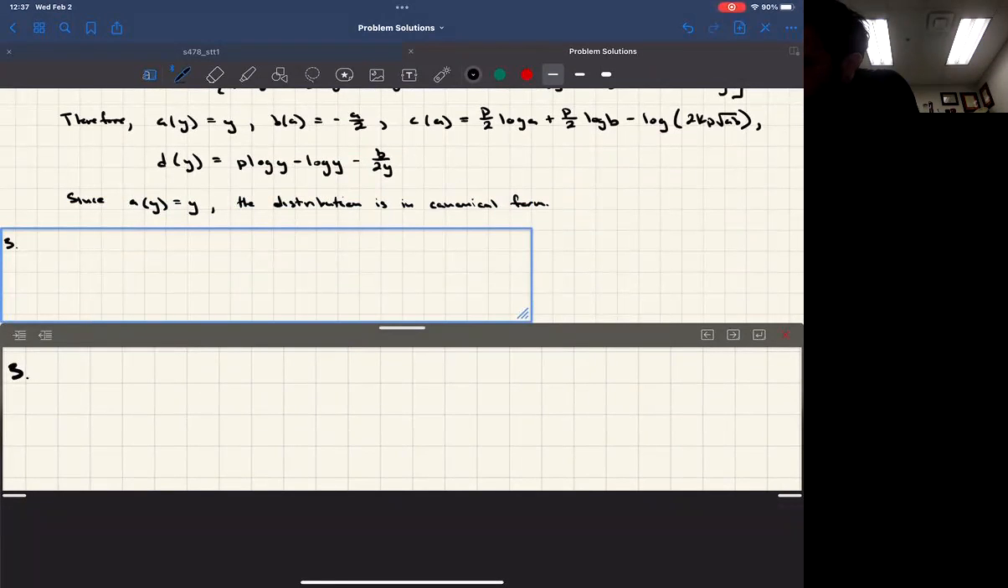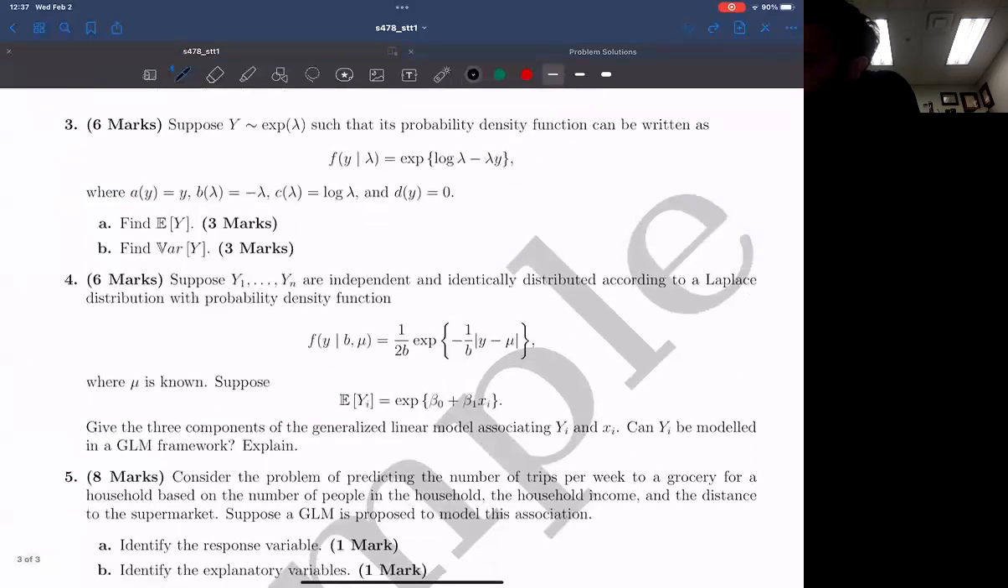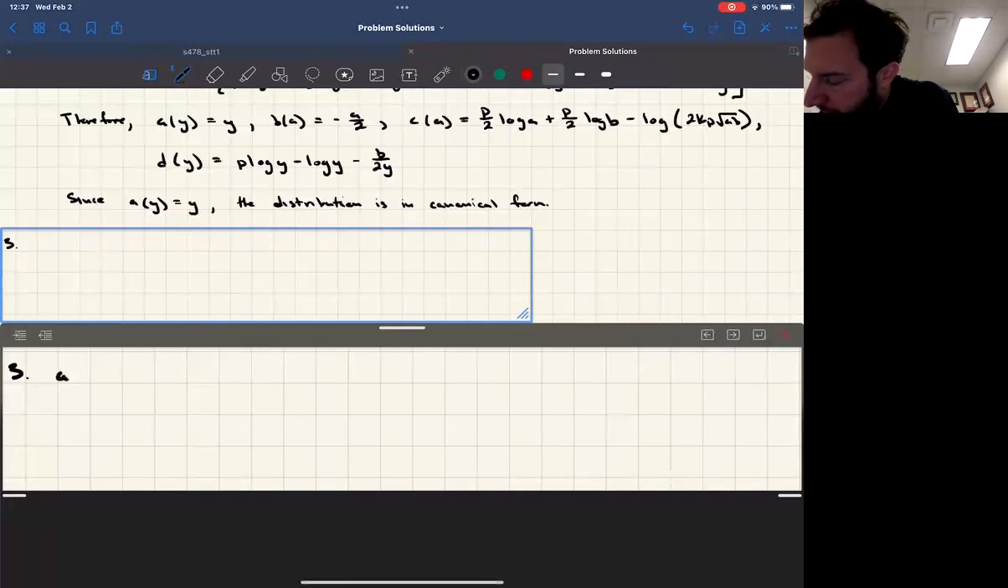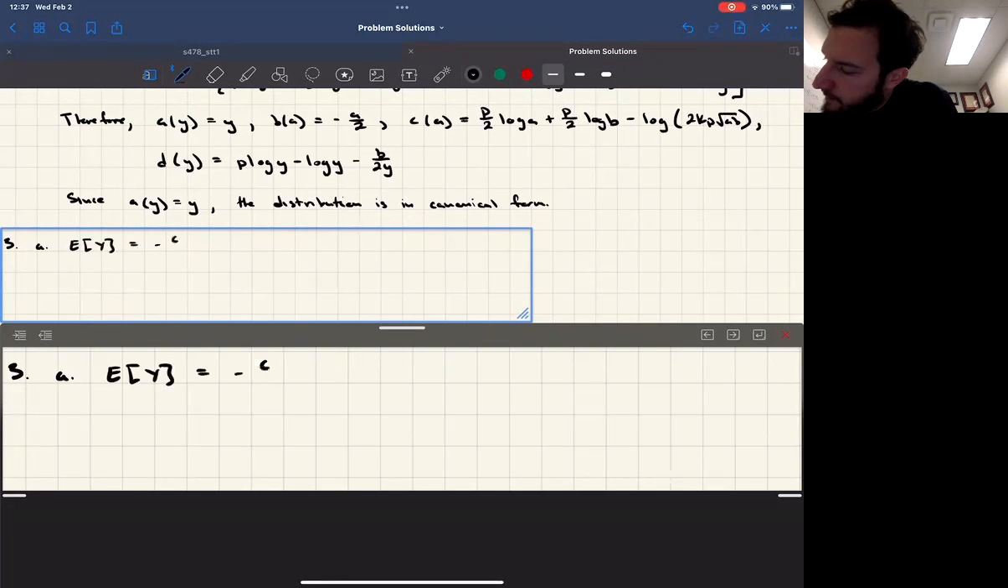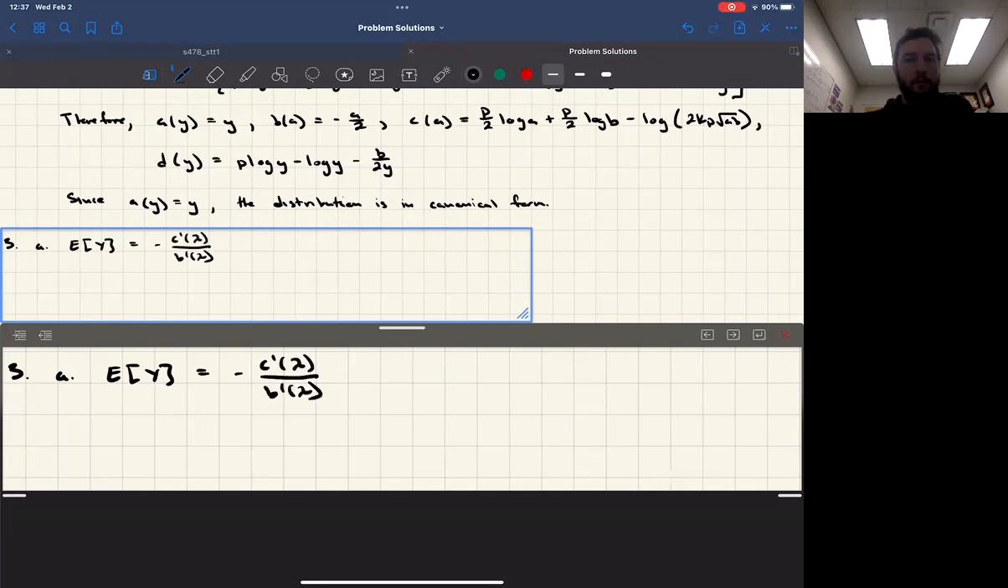All right. Number 3. Suppose y is distributed exponential with parameter lambda. The PDF can be written as f of y given lambda is exp of (y times negative lambda plus log lambda), where a of y is equal to y, b of lambda is equal to negative lambda, c of lambda is equal to log lambda, and d of y equals 0. Find the expected value of y. Okay, so for part A, we have the expected value of y is equal to negative c prime of lambda divided by b prime of lambda.